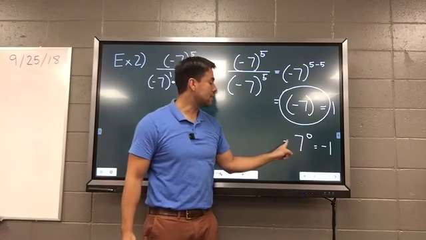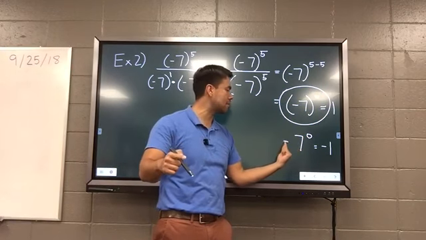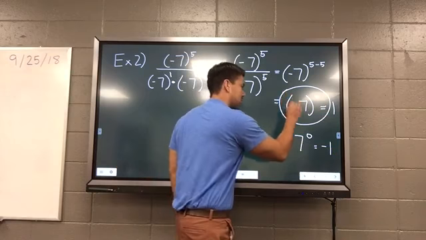This one is saying the opposite of 7 to the 0. Well, what's 7 to the 0? 1. What's the opposite of that? Negative 1. They have different values. So I need those parentheses.